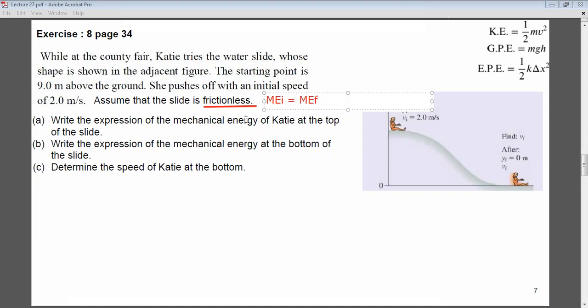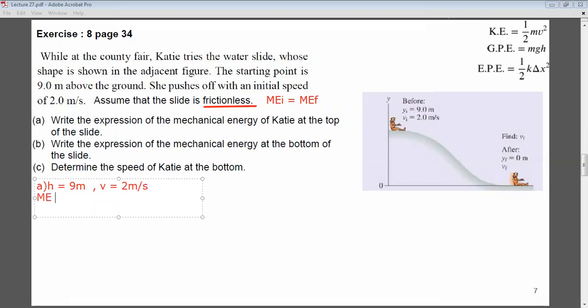Okay, I can apply this formula. Let's start by solving the exercise. Write the expression of mechanical energy of Katie at the top of the slide. Okay, so at the top of the slide, what does she have? She has an altitude of 9 meters, so she has h equal 9 meters. And she has a speed v equal 2 meters per second, right?